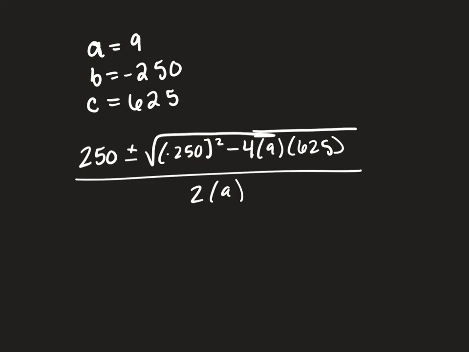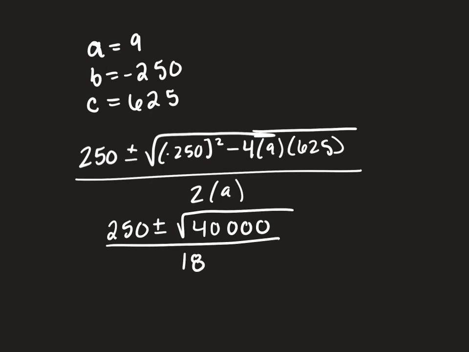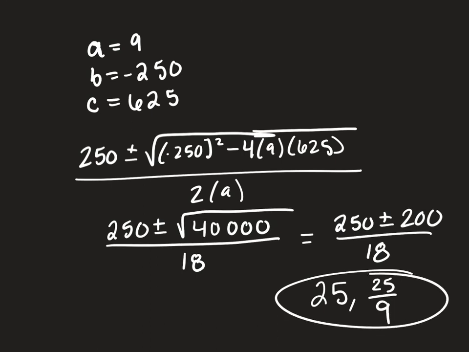So 250 squared is 62,500. And then 4 times 9 times 625 is 22,500. So when you subtract those, you get 40,000. So then the square root of 40,000 is, I believe, 200. So then you have 250 plus or minus 200 over 18. And then you can reduce that to get 25, and then 25 over 9 is the other one when you work that out and simplify.